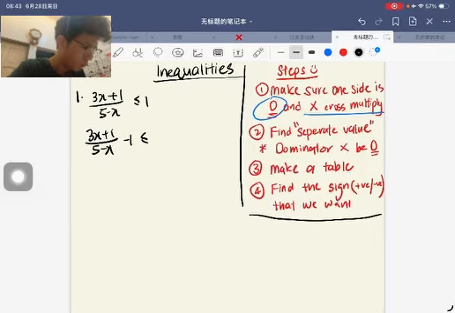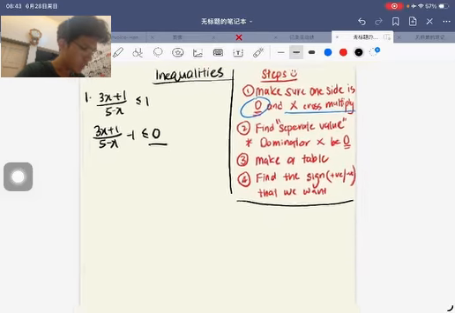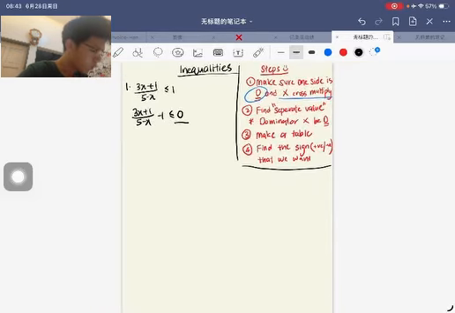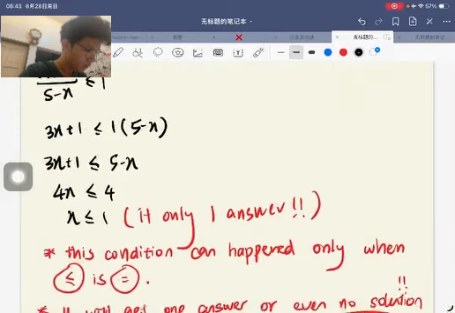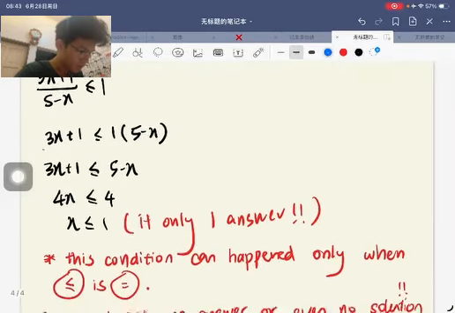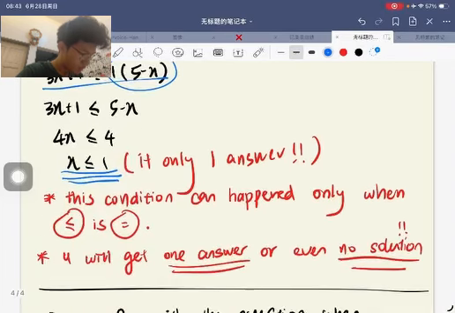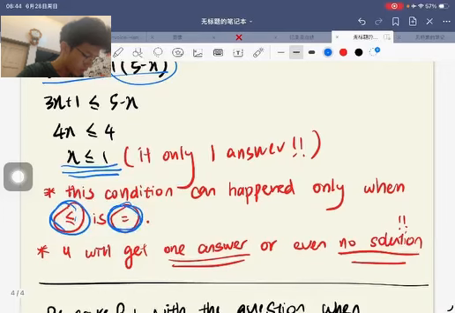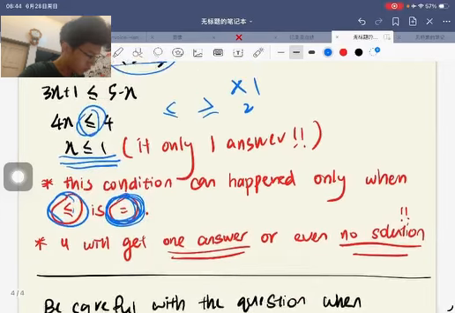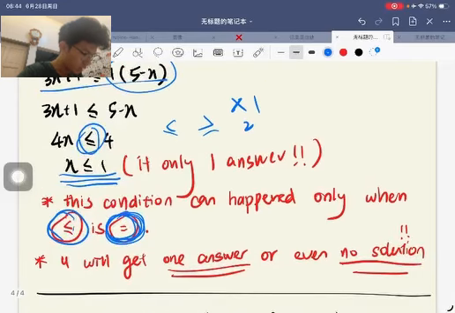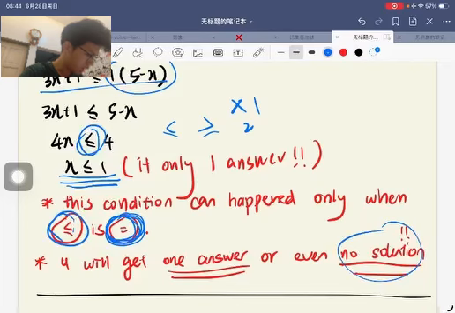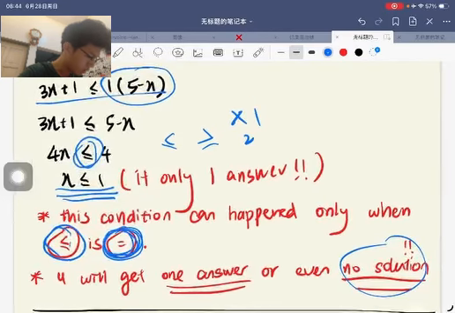Okay, so your 1 moves to the left side and becomes -1, and you need to make sure this is 0. And then why don't cross multiply? You can see that if you cross multiply, you get this, and then it will become like this, and then the final answer is only 1. But this condition can happen only when it is equal only. Sometimes you also will get no solution, not only in the case of one answer only.